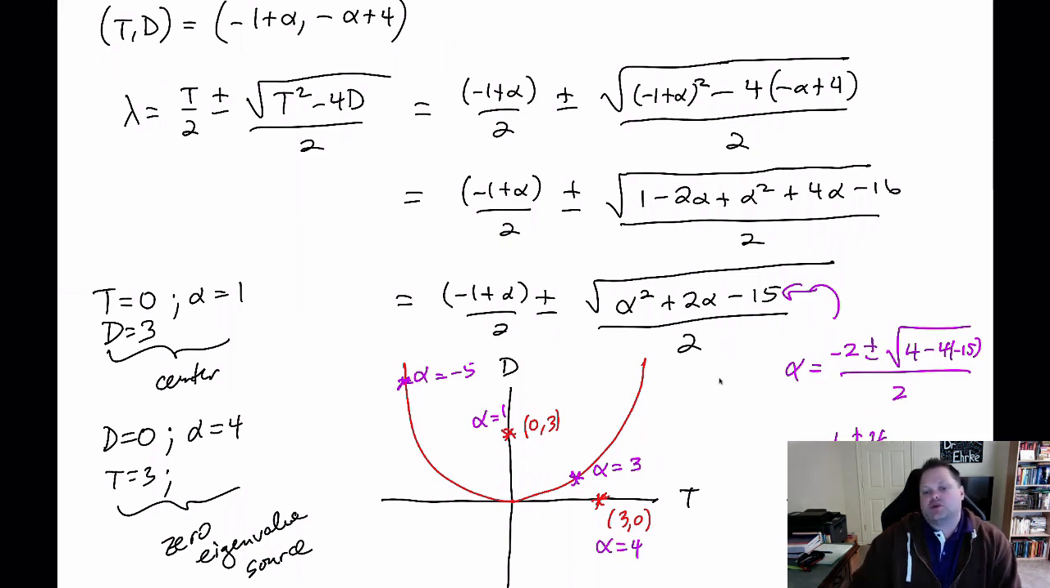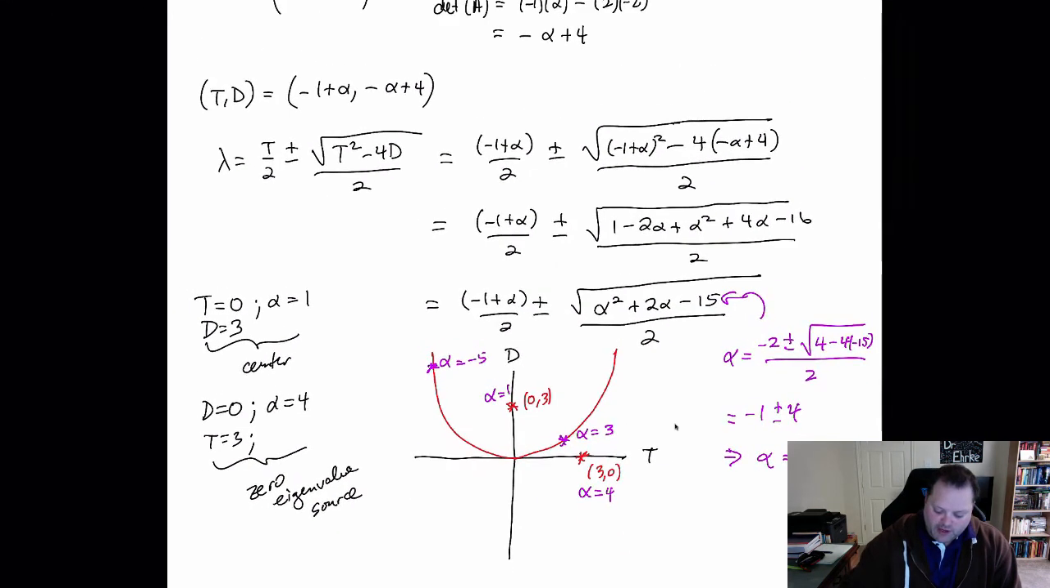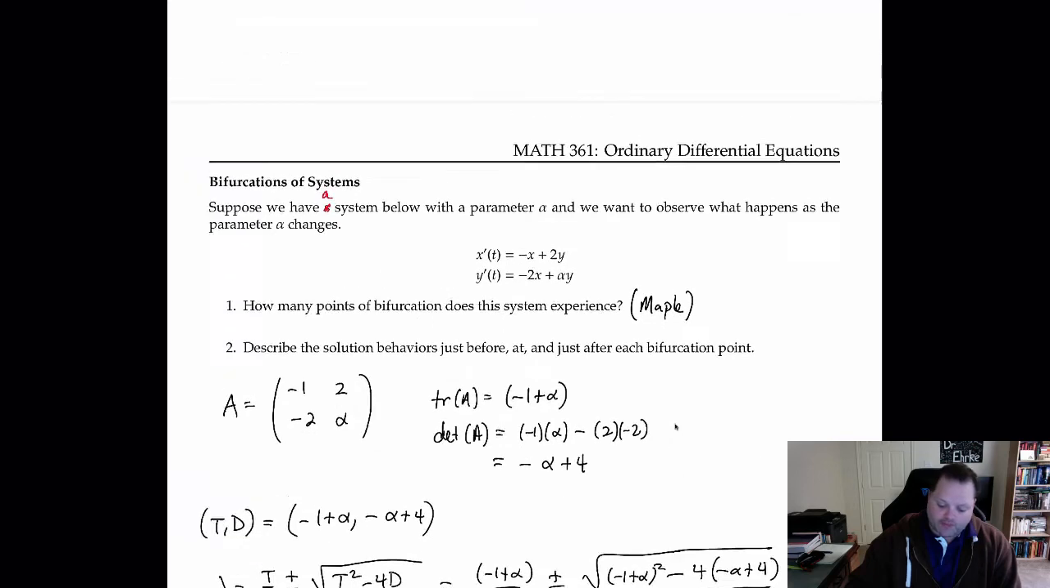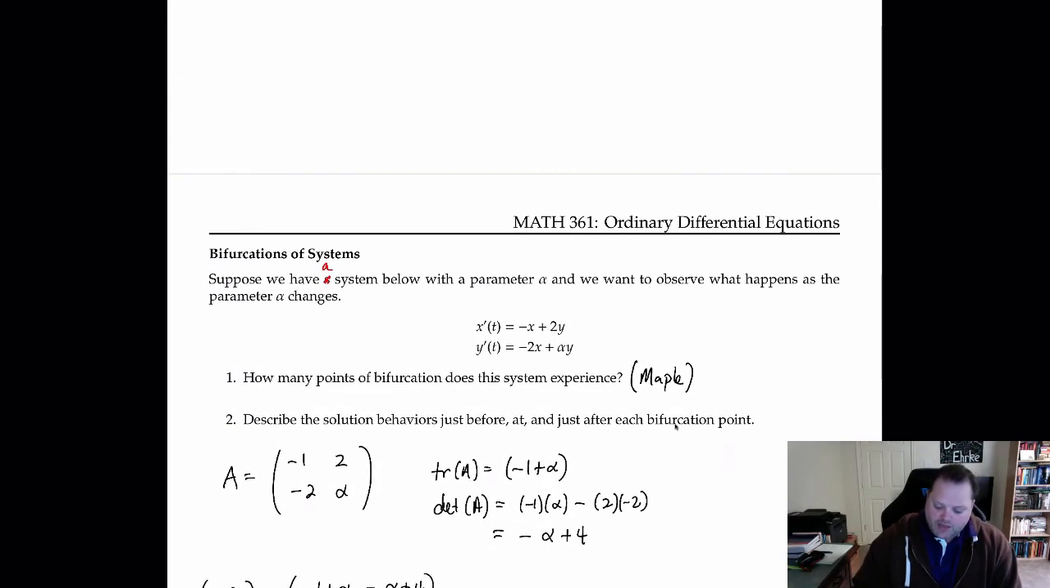And that's what we're going to use Maple for, is to plot the trail of points that different values of alpha make. But these are your 4 points of bifurcation, and this is how you would find them. So to answer this question, how many points of bifurcation does the system experience? The answer is 4 points of bifurcation.